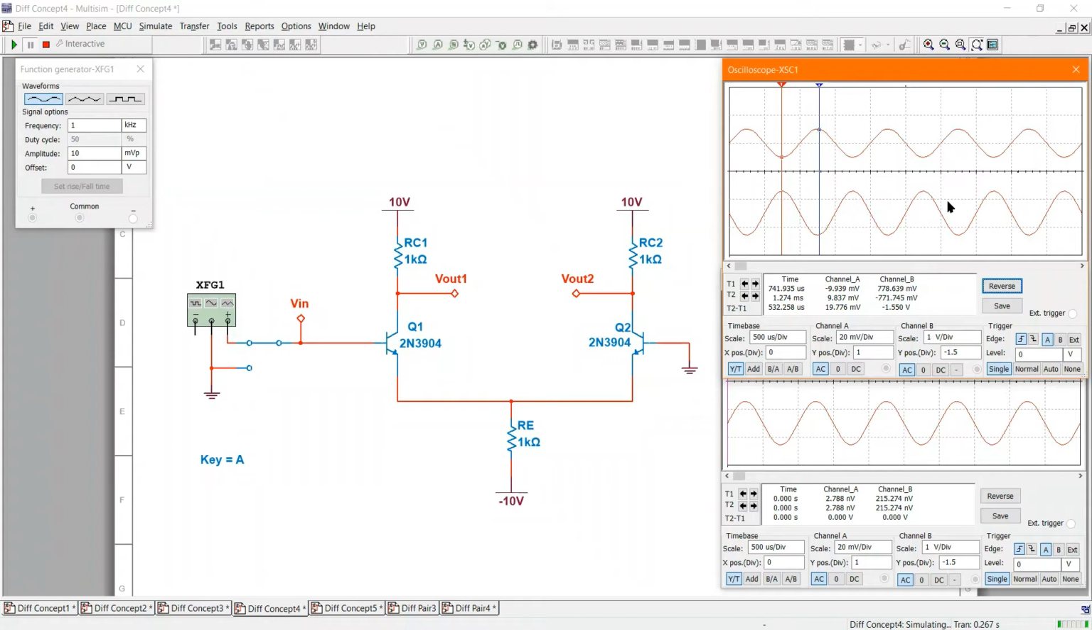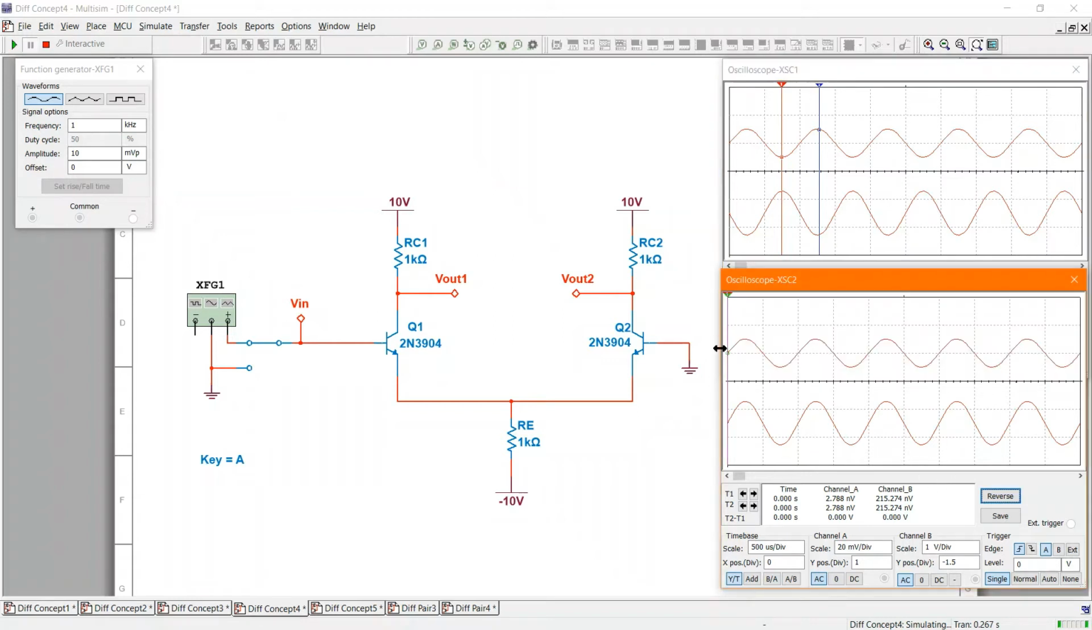So here is the input versus Vout1. And now here is the input voltage, and that looks the same as this versus Vout2. Here we can see that this peaks at the same time. So this output, Vout2, is in phase with VN1. So one input, two equal and opposite outputs.